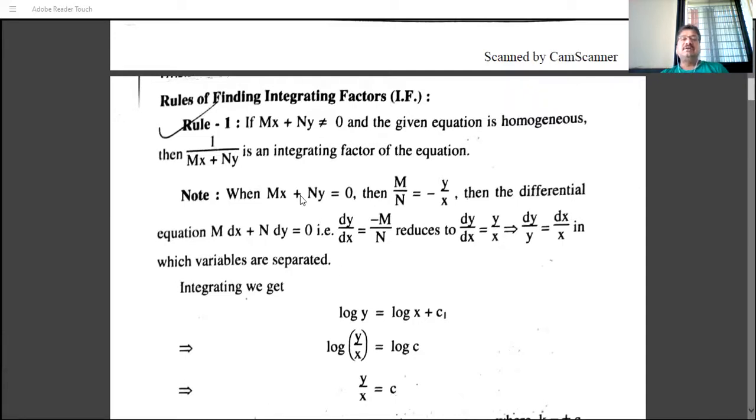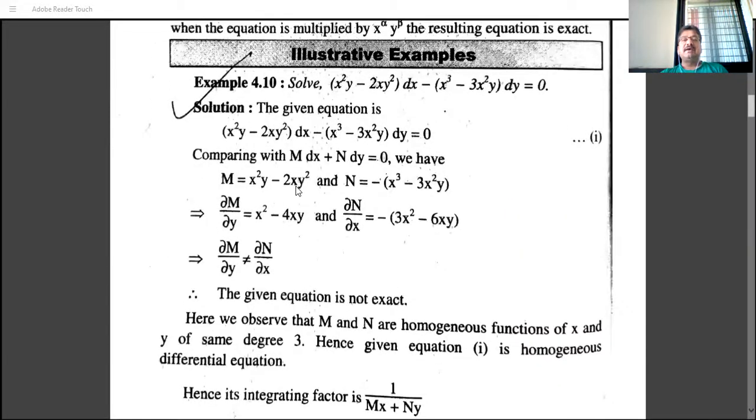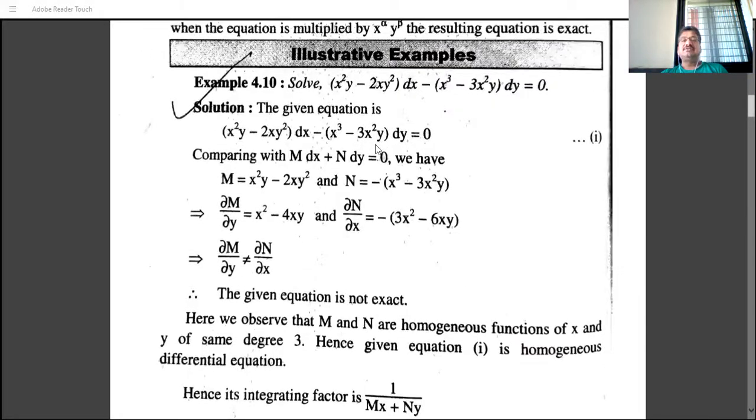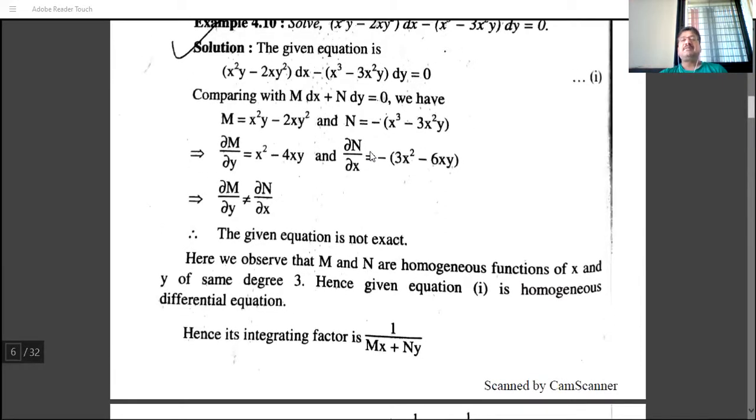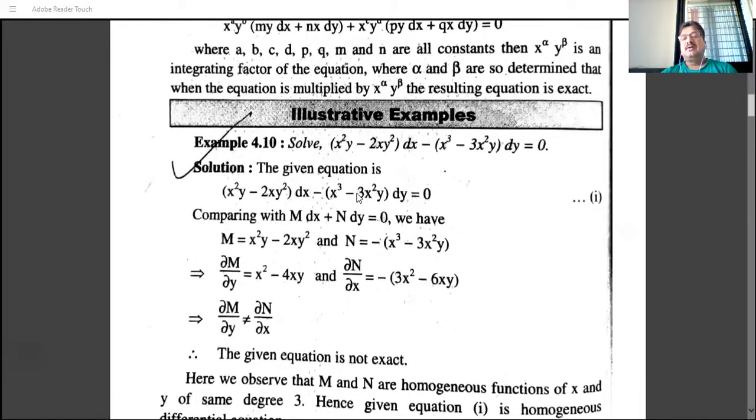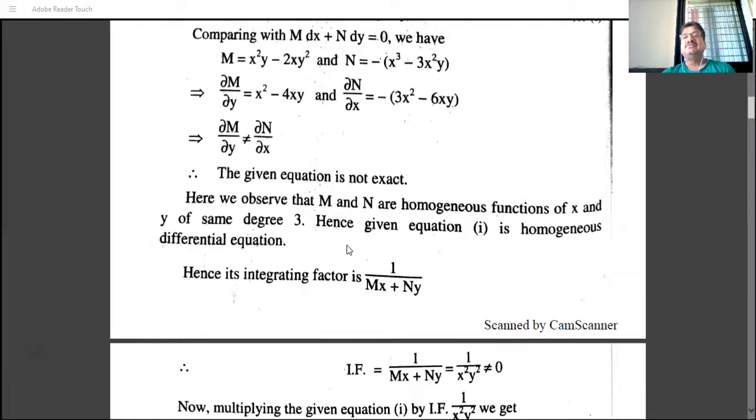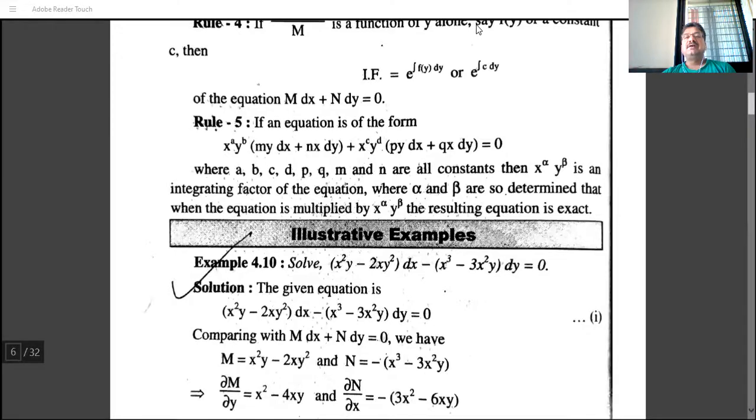In the next lecture we will see all these 5 rules, and then mixed examples of all these 6 methods to find the integrating factor. So this is the topic: equations reducible to exact differential equations, that is, by integrating factor. There are in all 6 methods to obtain the solution using this approach. We will see the remaining rules and examples in the next lecture.